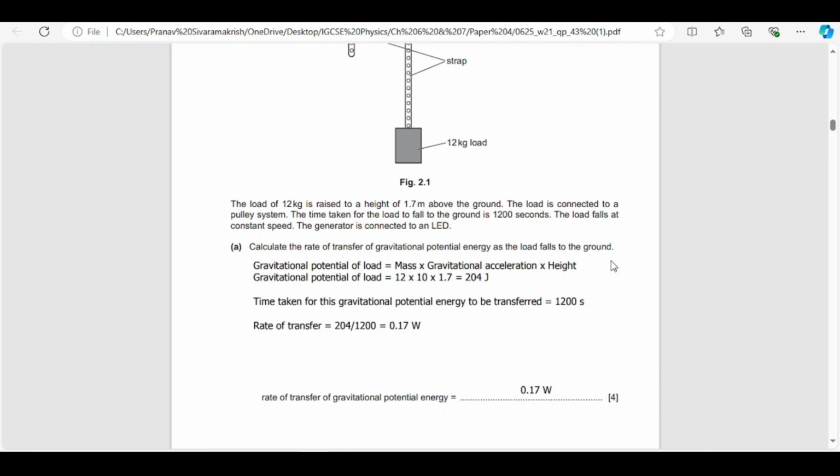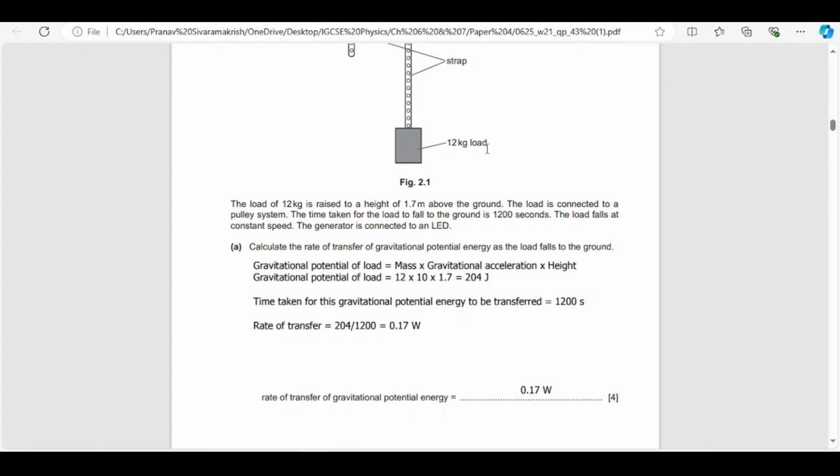So they want the rate of transfer of gravitational potential energy, right? Firstly, we need to know two things. We need to know how much gravitational potential energy is transferred, and over what period of time, because we're concerned with the rate. The gravitational potential energy the load loses when it falls to the ground is equal to its mass multiplied by the gravitational field strength multiplied by its height above the ground.